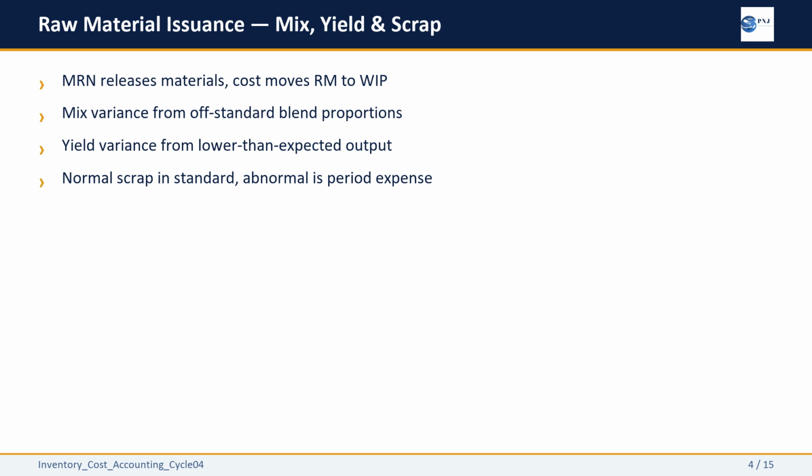Yield is the output you get from your input. If 100 kilograms should give 90 but only gives 85, the yield variance captures that loss. And scrap, material with some recoverable value, splits in two. Normal scrap is already baked into the standard cost, but abnormal scrap is a period expense. Excess requisitions above standard need supervisor approval. Every one of these flags a variance to investigate later.